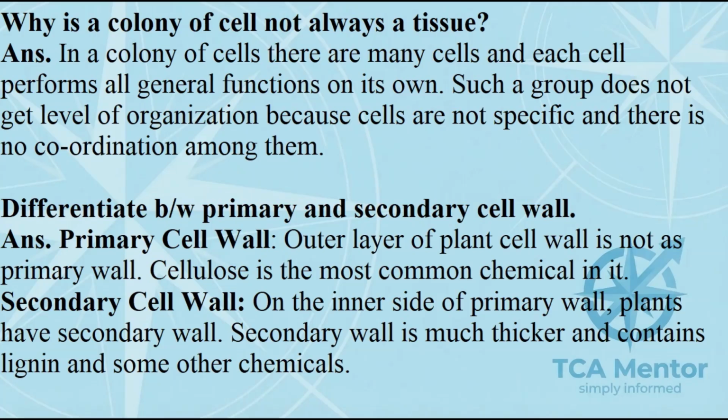Differentiate between primary and secondary cell wall. Answer: Primary cell wall is the outer layer of the plant cell wall. Cellulose is the most common chemical in it. Secondary cell wall: on the inner side of the primary wall, plants have a secondary wall. Secondary wall is much thicker and contains lignin and some other chemicals.